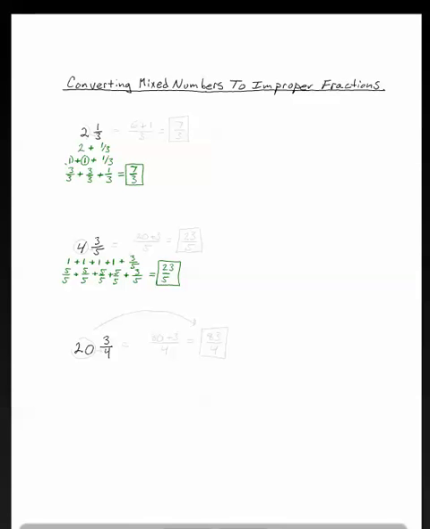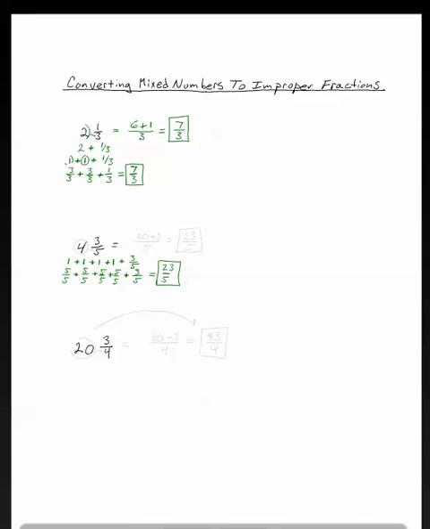But if we have one like our third example, 20 3/4, we don't want to have to write out 1 plus 1 plus 1 20 times. So we want a more efficient way of doing it. And what we can see is that if we take the whole number, let's go back to our first one, 2 1/3. If we take our whole number, 2, multiply that by our denominator of 3, 2 times 3 is 6. And then we add to that our numerator of 1. And 6 plus 1 is 7. So we get 7/3, which is the exact same answer when we did it the longer way.